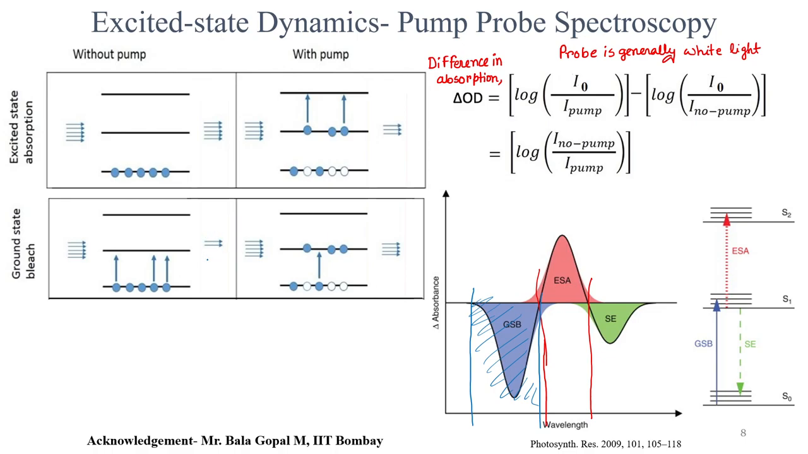So that's why the transmitted light is going to be less in case of no pump. And when the pump is on, the number of ground state molecules is lesser than in the no pump situation. As there are fewer molecules in the ground state, my transmitted light intensity will be higher in this case. So my denominator is high and numerator is low. So we are going to get a negative value of delta OD. That is why my GSB is negative.